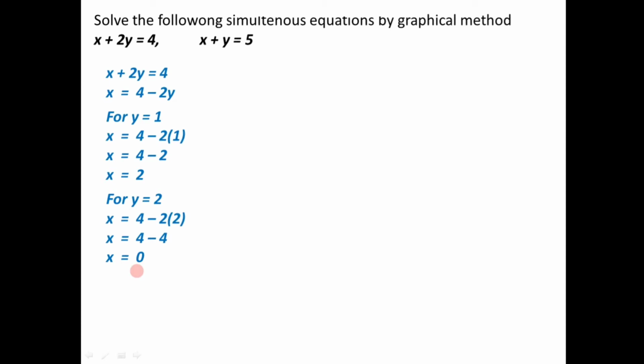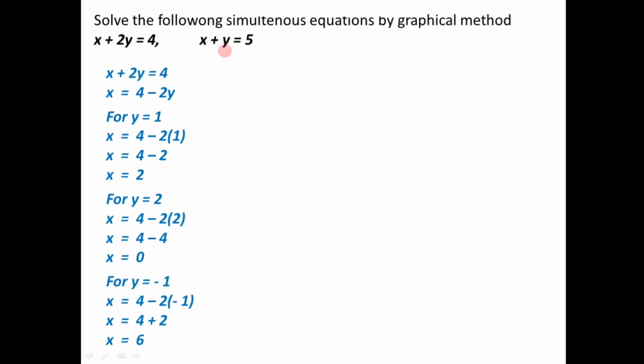And we must have another coordinate. For that we have to take another value of y: y is equal to minus 1. The equation becomes x is equal to 4 minus 2 into bracket minus 1. Here minus minus will become plus, so 2 into 1 is plus 2, and x is equal to 4 plus 2, that is 6. So when y is equal to minus 1, we get the value of x as 6. By these values, we have the coordinates table for the first equation.